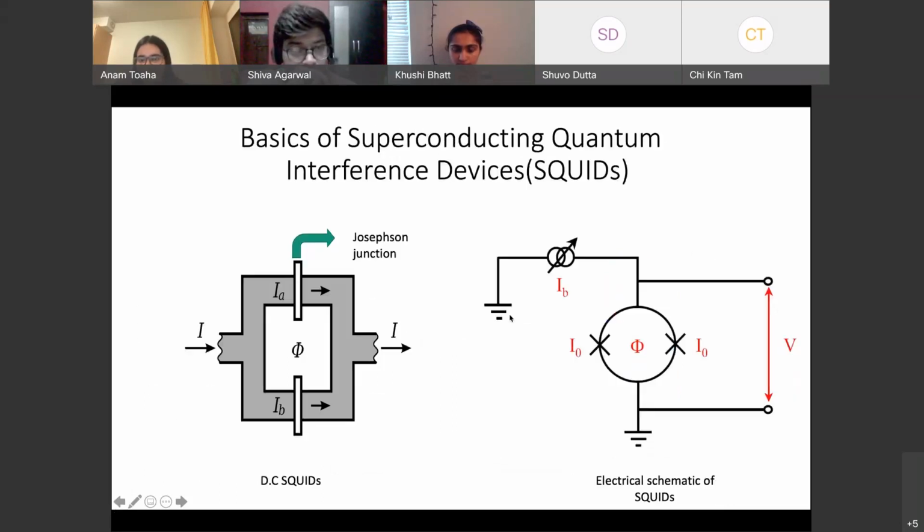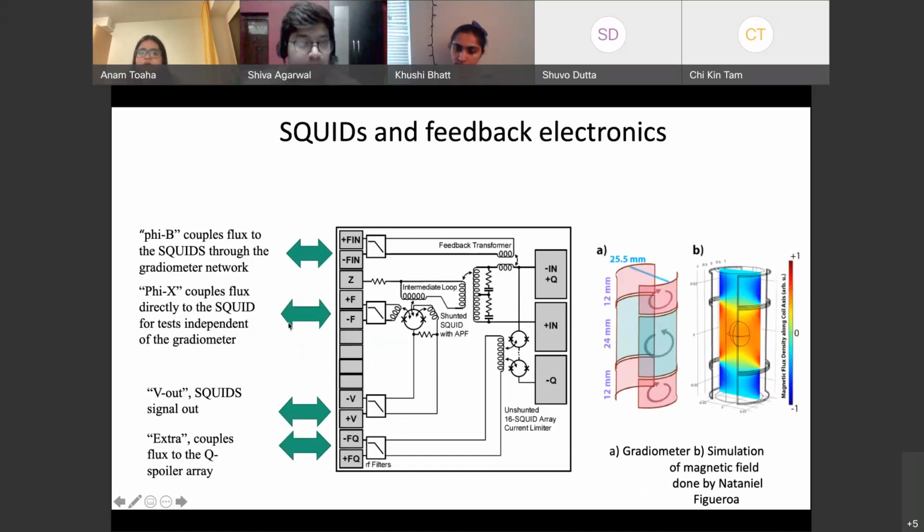This is I_B, the bias current, and this is I_0, the critical current of the SQUID, Phi is the flux threading the SQUID, and V is the voltage response of the SQUID. This is our SQUID and its feedback electronics. As you can see, Phi_B couples flux to the SQUID through the gradiometer, and Phi_X couples flux directly to the SQUID for tests independent of the gradiometer. In the future, we are planning to put our sample in the gradiometer to do NMR.